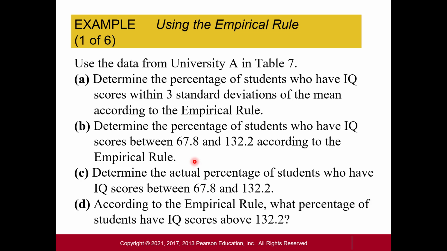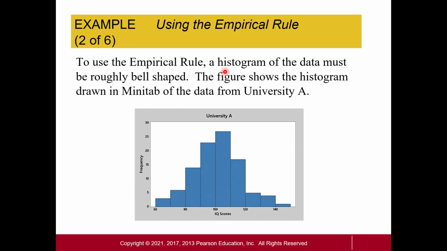So real quick, let me explain the difference. Part B is asking us to determine the percentage of students with scores in between these two numbers using the empirical rule. And then part C is asking us to find that same number, but not using the empirical rule. We're going to use actual calculations from our percentages. And then part D says, according to the empirical rule, what percentage of students have an IQ above 132.2? All right. So to use the empirical rule, a histogram must roughly be bell-shaped, and notice that this one is.